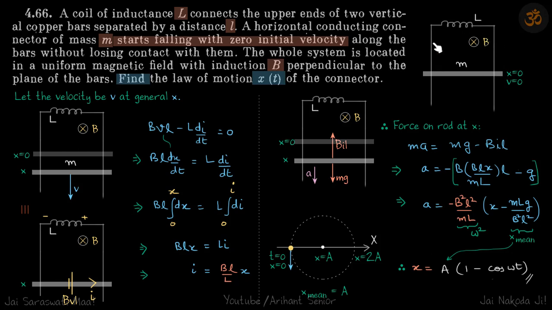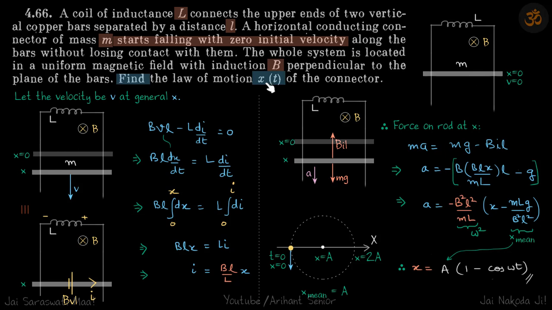Just like a previous problem, we have a loop with an inductor here. So this rod, initially it is at rest and then it is released. So it will start to fall. But it won't be a free fall because the induced EMF will cause an induced current, and due to induced current you will have an opposing force. So the acceleration will not be g, it will be less than that.